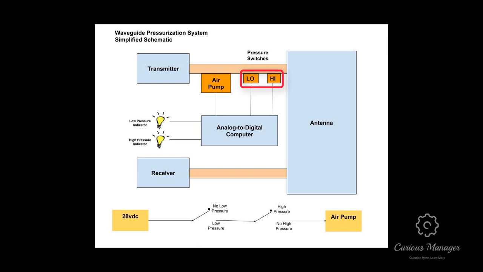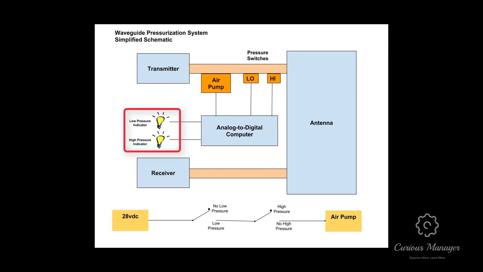It just depends on the type of system. You have an analog to digital computer that determines what the state of the waveguides is. If the low pressure switch opens up, the analog to digital computer will turn on the air pumps to pressurize it. If it is too high, it will turn the air pumps off so that the excess pressure doesn't damage the transmitter or the receiver internal components.